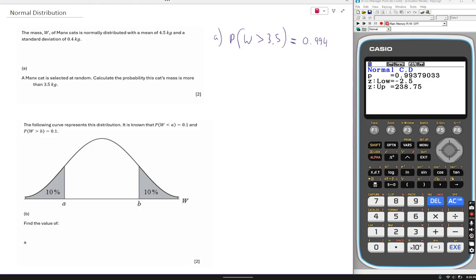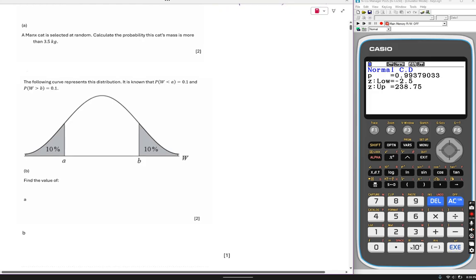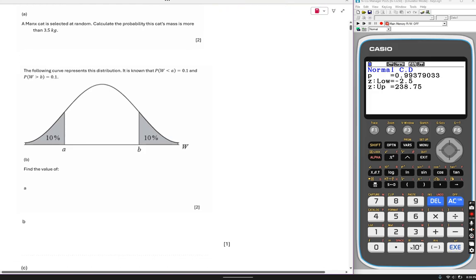Next, B. I'll go down a little bit. It says the following curve represents this distribution. It is known that the probability that W is less than A is 0.1. That means the area in gray is 0.1. And the probability that W is greater than B is 0.1. So essentially, A represents the bottom 10%, B represents the top 10%. We want to find the value of A.